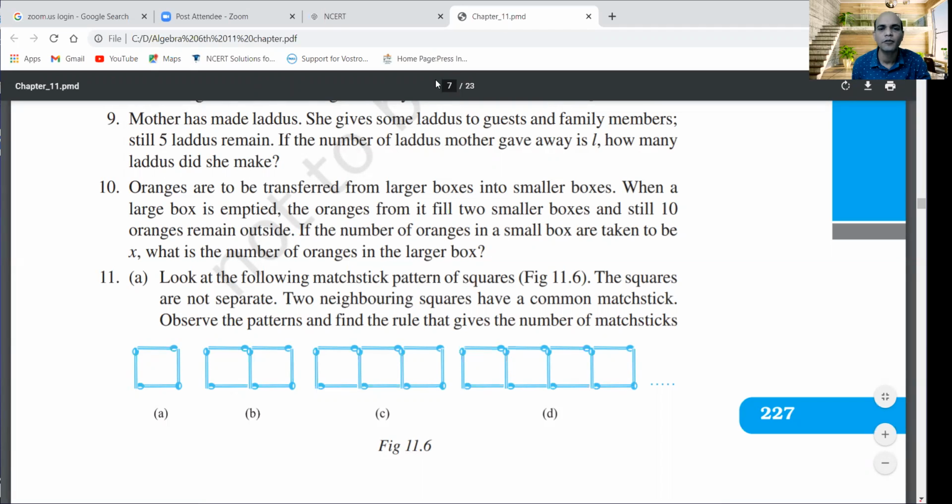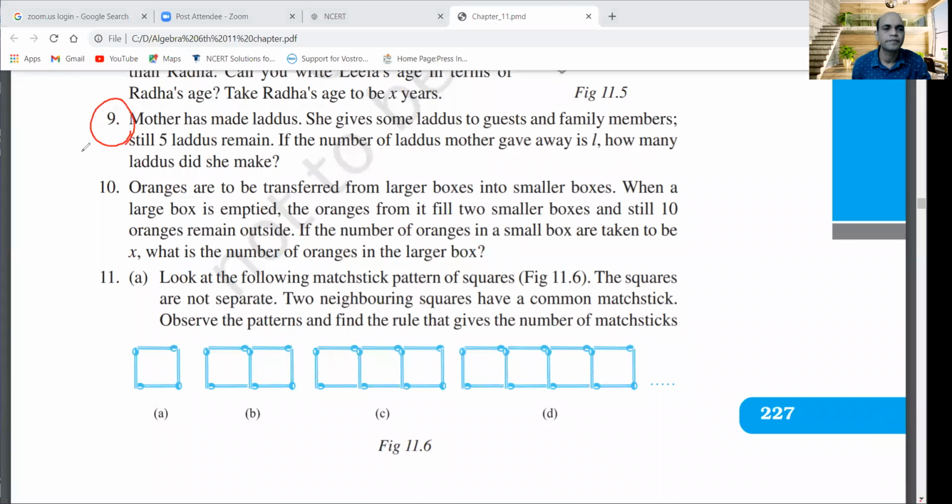Okay, now we will go to question number 9 and we will discuss it now. Mother has made laddus. I hope everyone loves laddus. आप लोग को लड्डू पसंद है ना? ये छोटा भीम सीरियल देखते हो आप लोग, उसमें लड्डू ही खाते हैं भीम. लड्डू खाता है तो एनर्जी आ जाती है उसको. When I see laddus in the market, I remember Chota Bheem. She gives some laddus to her guests and family members.